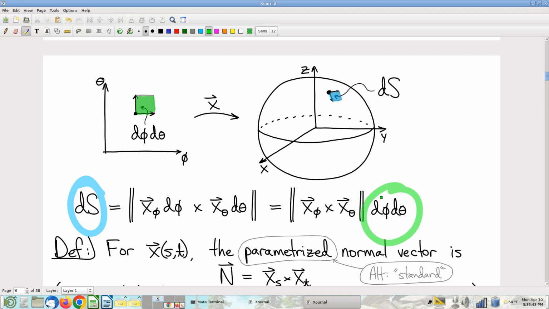Notice I've got this relationship between this area in the output of the parameterization, this area in the input to the parameterization. Said differently, the factor here, this thing right here, is our area stretching factor. It's what you multiply by green area to get blue area. And it's the exact same sort of concept of stretching factor that we've used in previous circumstances. We used it with change of variables and previously with line integrals as well.